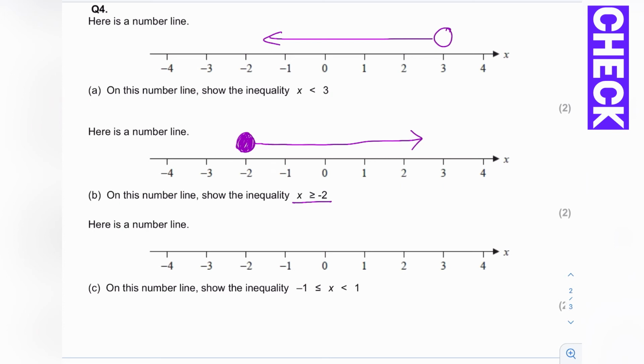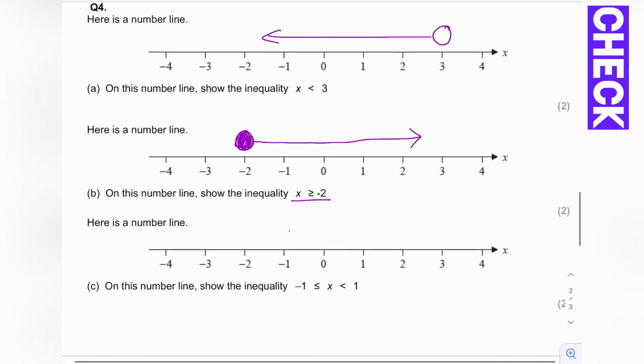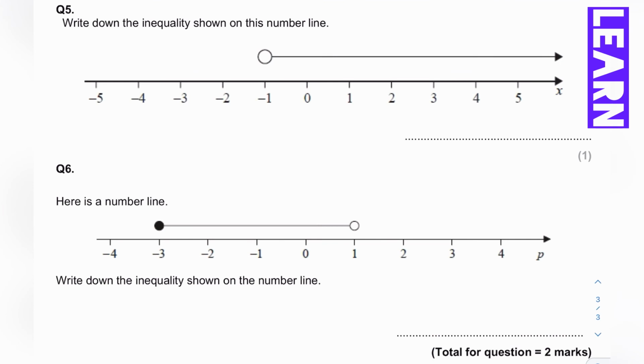Finally, our last one, we've got this double inequality. So we start by drawing our two circles above the two numbers mentioned. The -1 is less than or equal to, so therefore we need to colour that one in, and then we join them up.